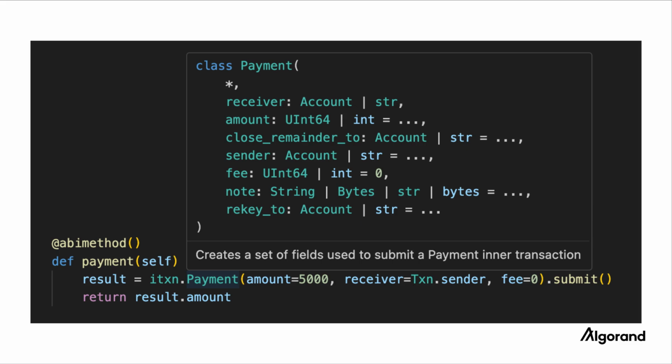If you hover over the payment class, you can see the set of fields you can configure for the payment inner transaction. From these fields, only amount and receiver are mandatory, and the rest of the fields are optional. Because this is an inner transaction, Algorand Python implicitly knows that the sender is the application account, so you don't need to set the sender field.